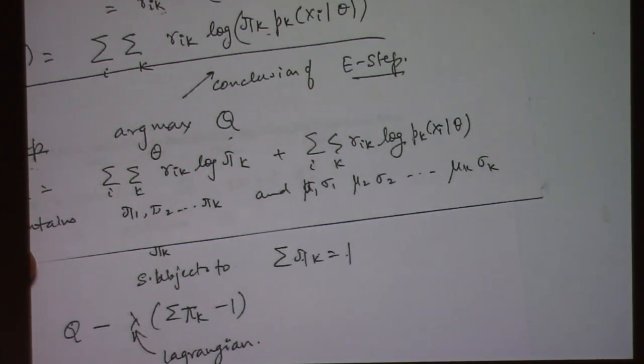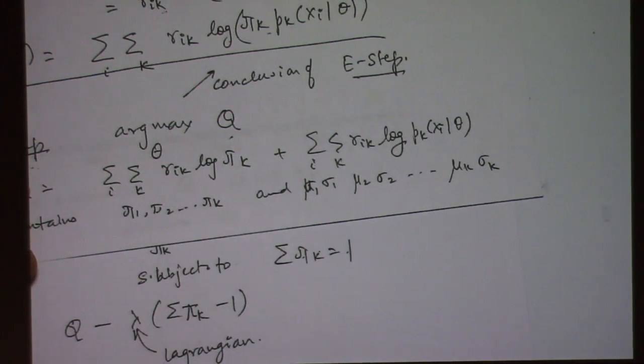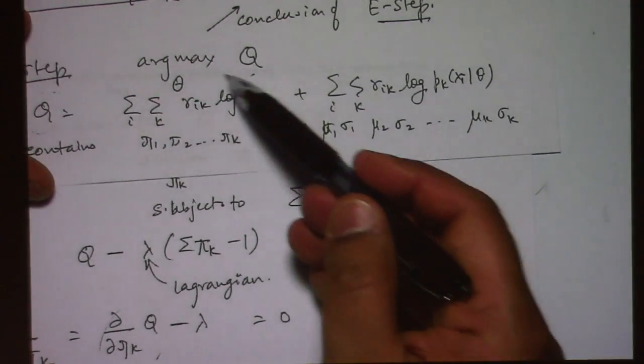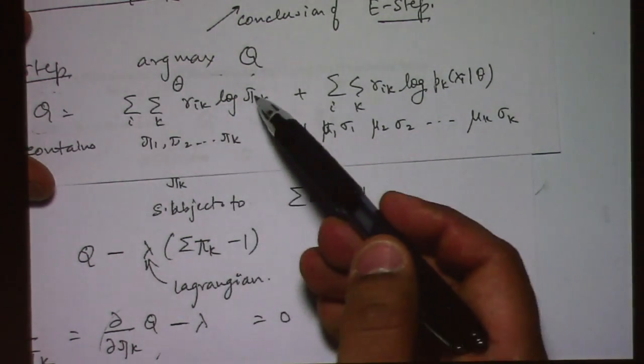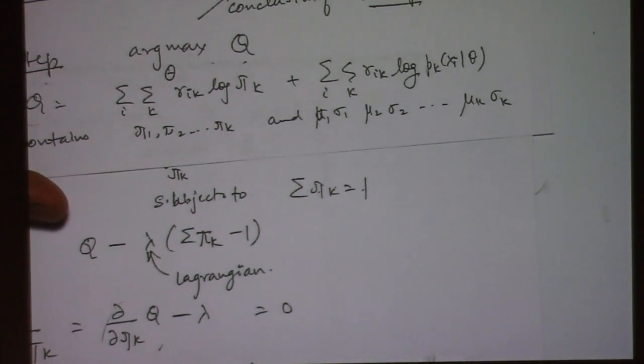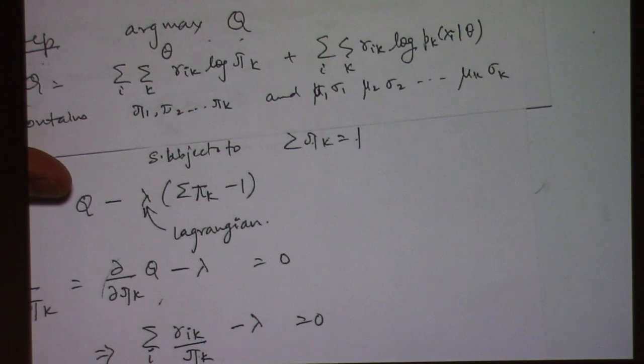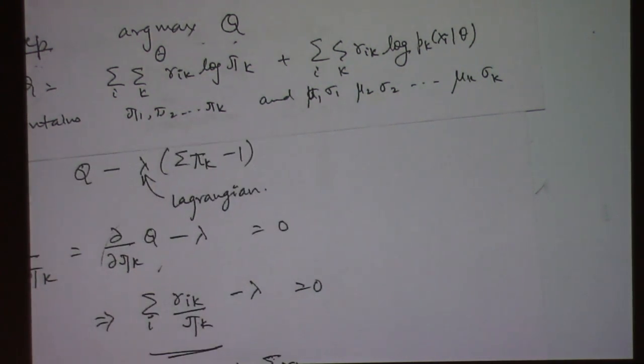So now let's look at rik log pi k, right? This is the part that depends on pi k. So what will be the partial derivative of that? Clearly the partial derivative will be pushed through the summation over i, and then we'll only look at the one quantity inside that summation that depends on k, which will be equal to rik divided by pi k. So this is the expression that you get, which means that you can write pi k as 1 over lambda summation rik.